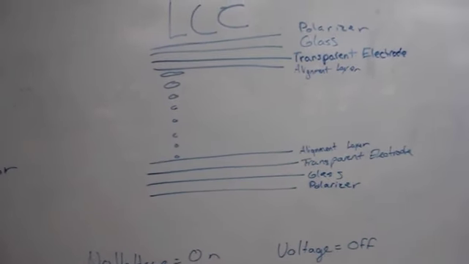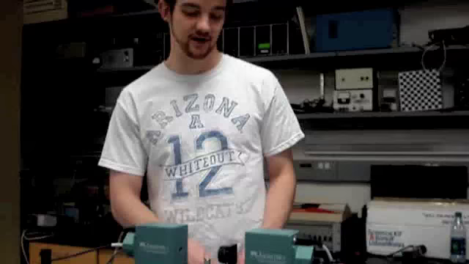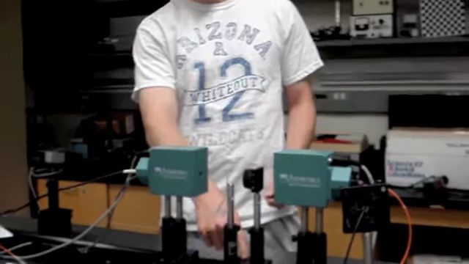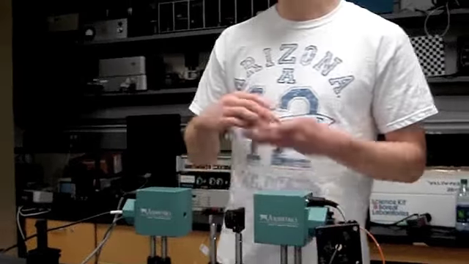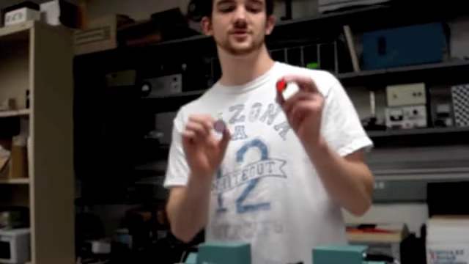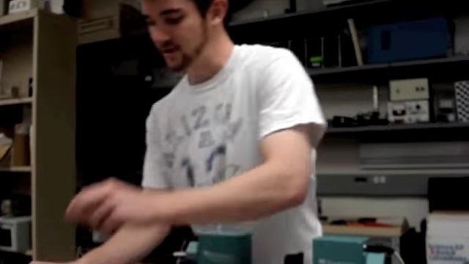turning the cell off. In this part of the lab, we use the Axometrics polarimeter with two different LCCs. We have our Thorlabs one here and our Boulder Vision one here. For the Thorlabs one, we used both of these color filters. This one is 535 nanometers, this one is 633 nanometers. We put it in here like this.